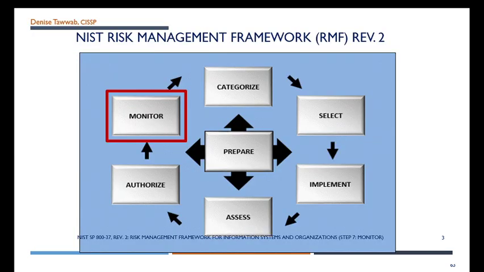All right. Here's a visual of the steps in the NIST Risk Management Framework Revision 2. You start with the prepare step. You prepare at the system level and at the organization level. And then you categorize your systems, you select your controls, you implement the controls, you assess the implemented controls, you authorize the system, and then you monitor. And we're at the monitor step, the 7th and final step in the NIST Risk Management Framework.